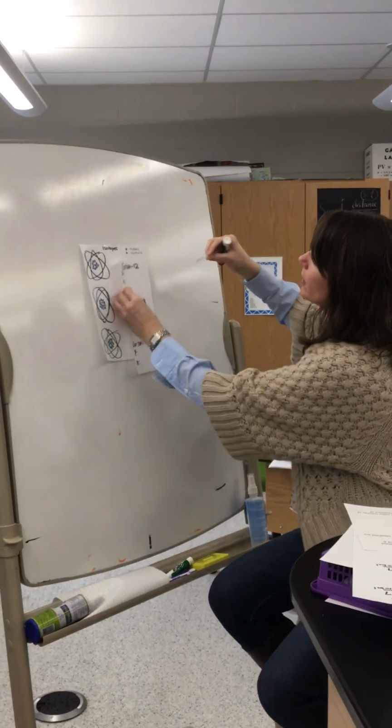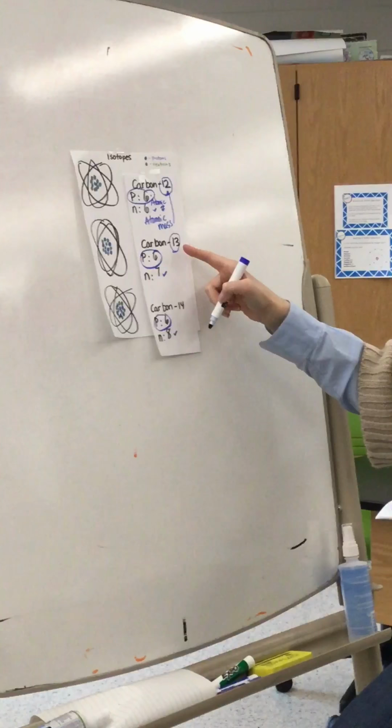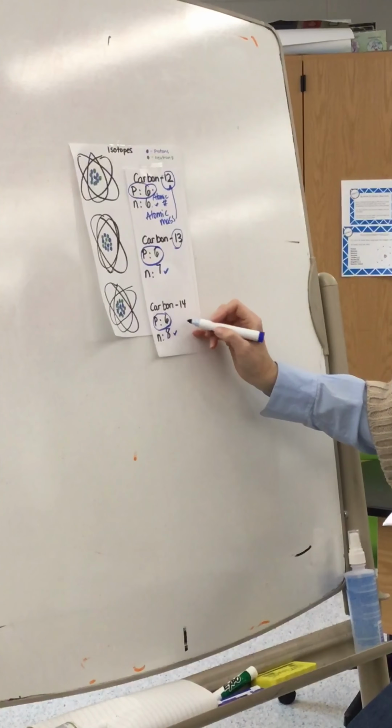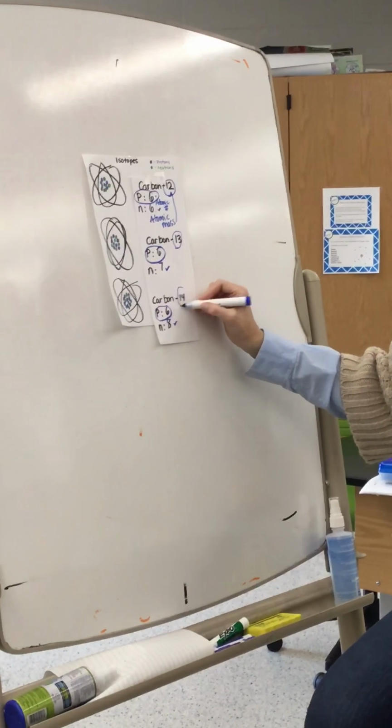So let's take a look down here. If I add 6 and 7, I get 13. The atomic mass for carbon 13 is 13. And how about here? 6 and 8, 14.